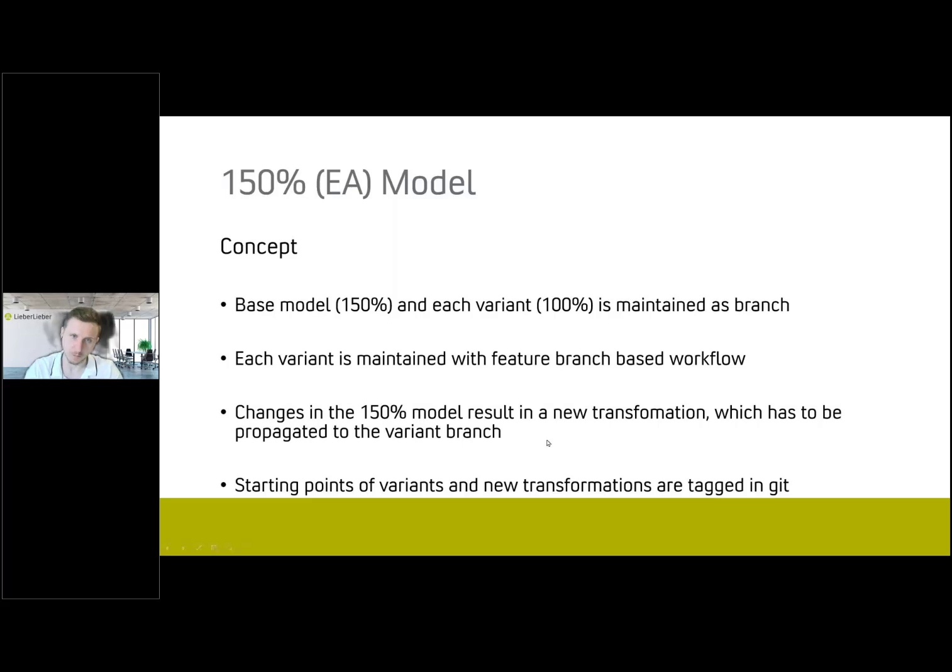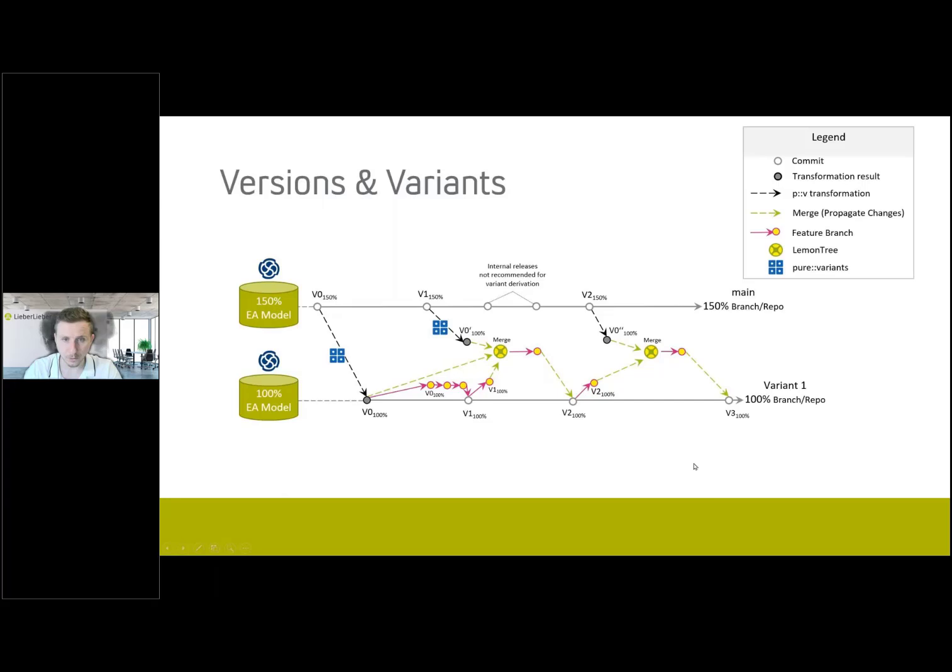So here is an overview of one possible workflow. Bear with me, it looks a bit complicated, but I will break it down. So these are the two models. This is basically our initial state, the 150% model, where we have all of the features combined. And then through the transformation where pure::variants is used, we get this 100% model for one concrete variant. I can have multiple variants based on the configuration. Here is just an example of one variant, but of course you can have multiple variants in parallel.